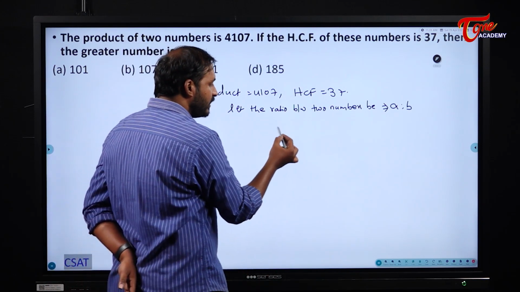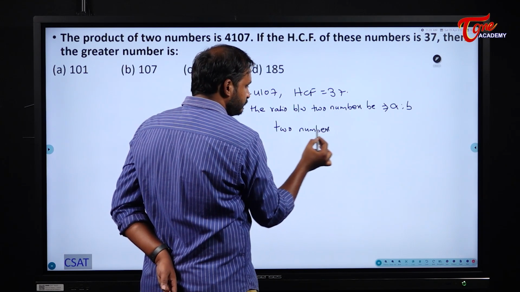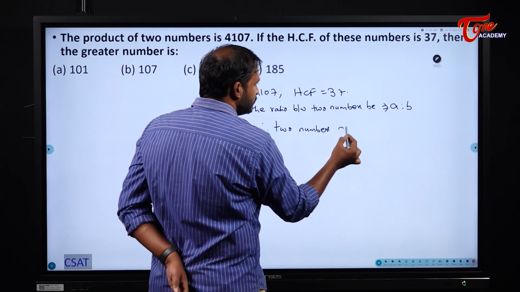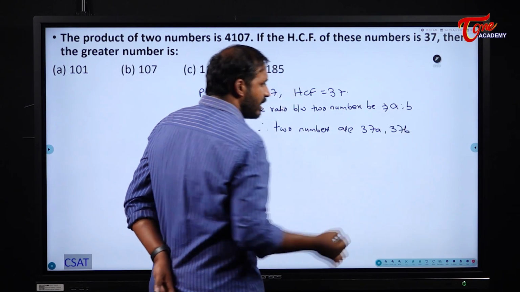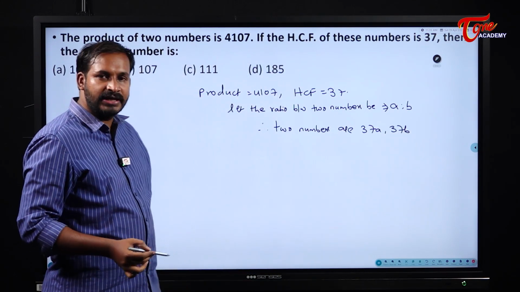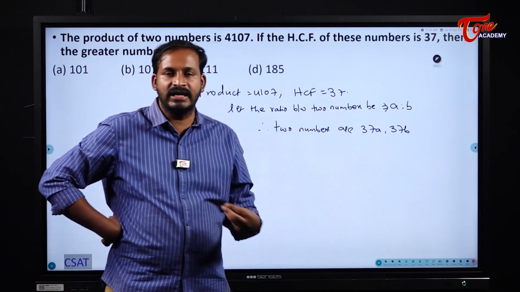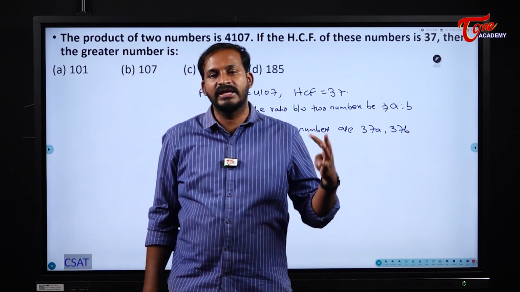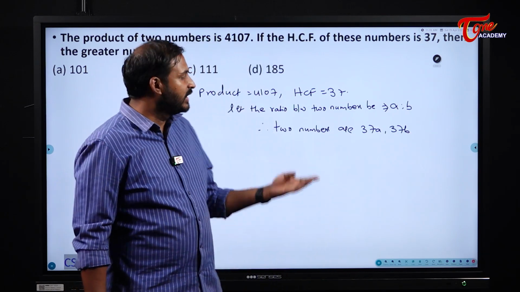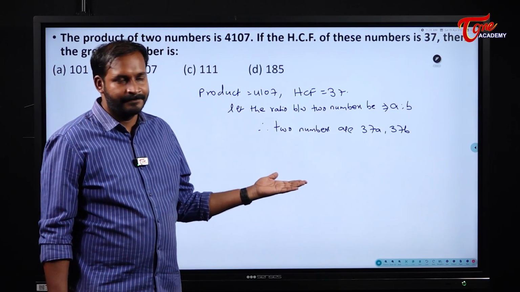Now tell me what will be the two numbers? Therefore, the two numbers are, one is 37A and the other one is 37B. Am I correct? That is a concept which we have learned till now, or else you can directly assume that if HCF is 37, definitely the two numbers will be multiples of 37. One you can take as 37A and the other as 37B. If you take it like this, you will get the answer very clearly.